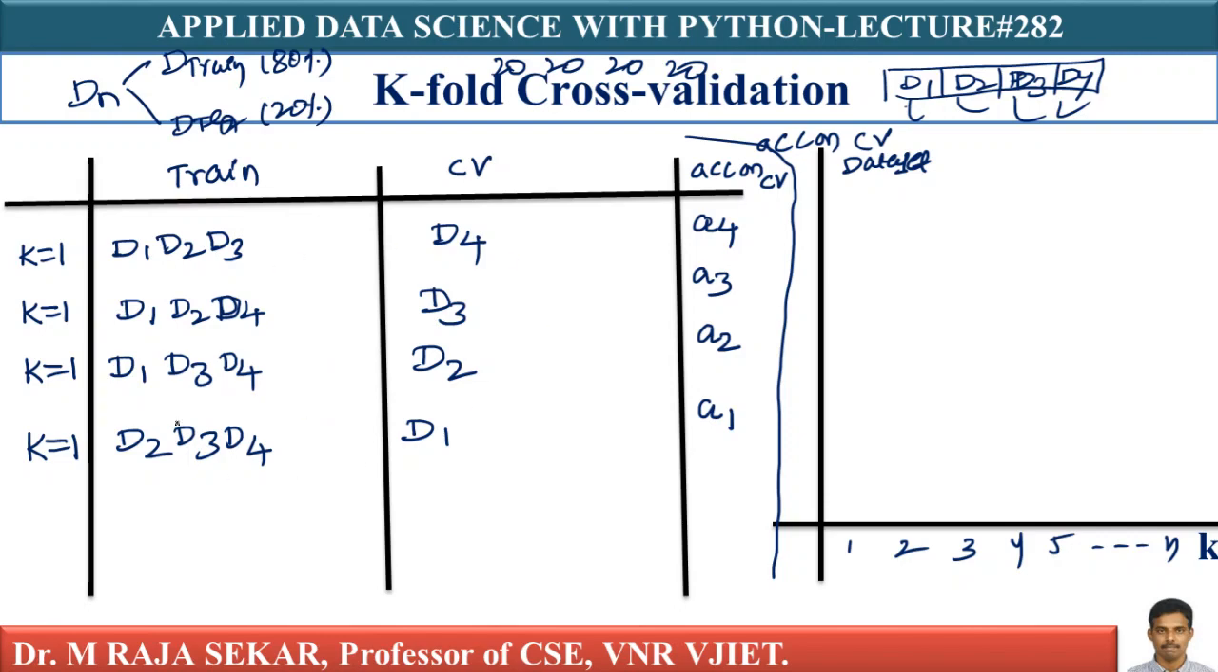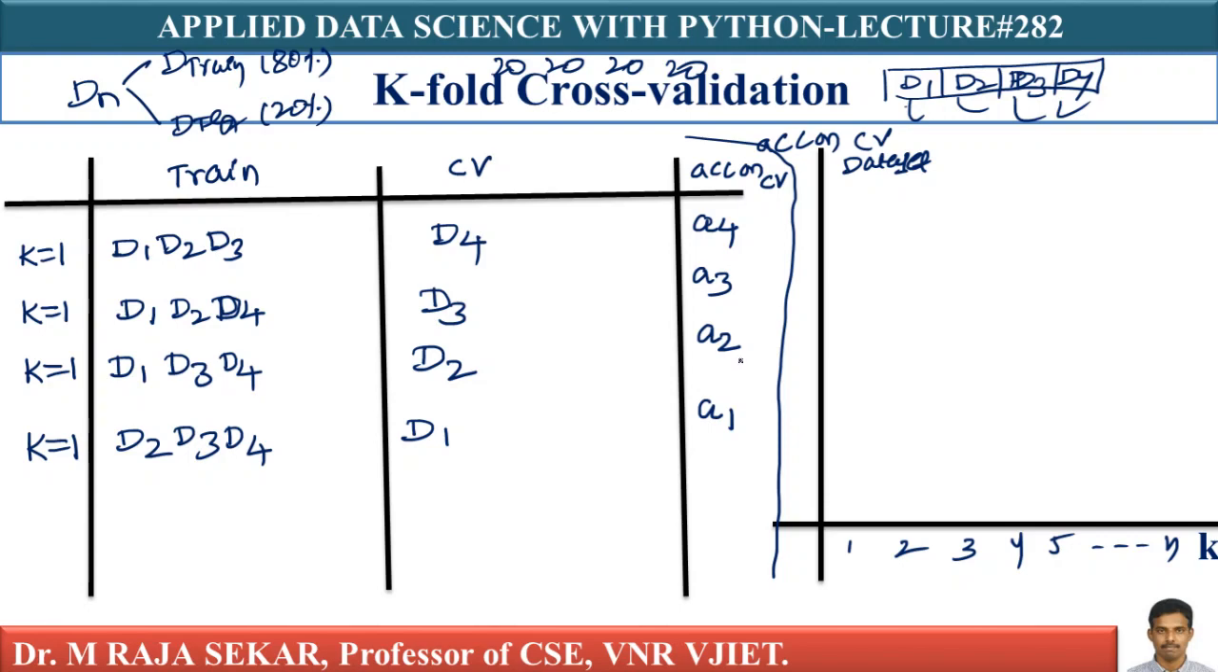Look at this particular table. Here I have 4 accuracy values, A4, A3, A2, A1, for 4 different parts. That you must understand. I need to plot this on a graph. But how can I plot for k equal to 1? For k equal to 1, I have 4 accuracy values on 4 different parts, but I want one value. How do I get one value?